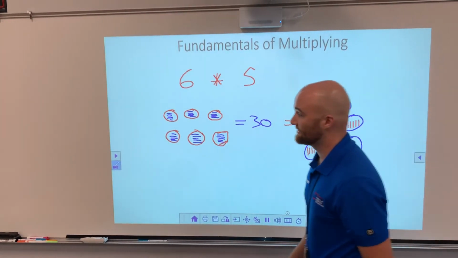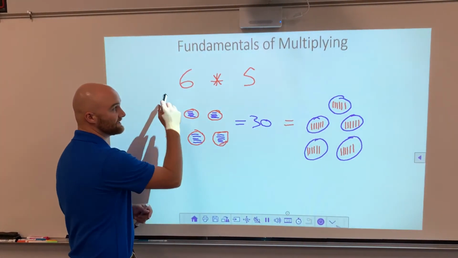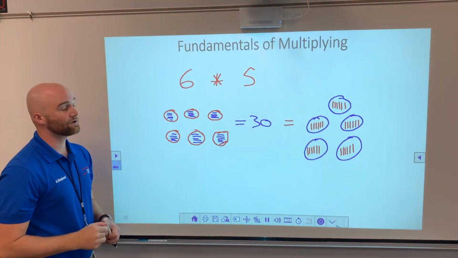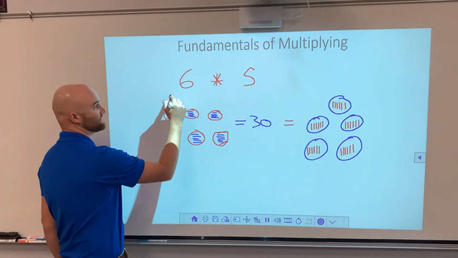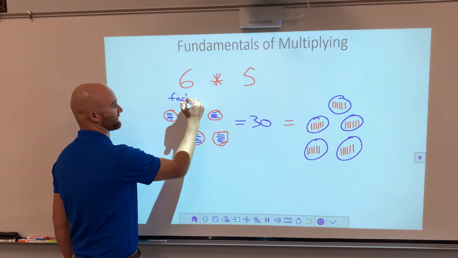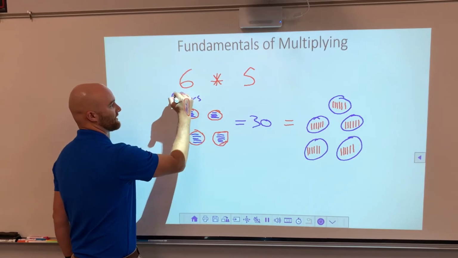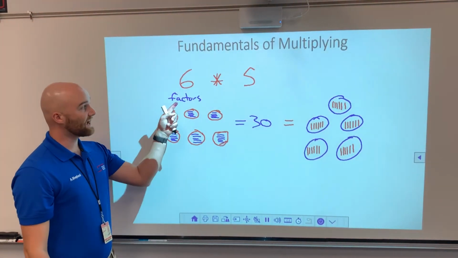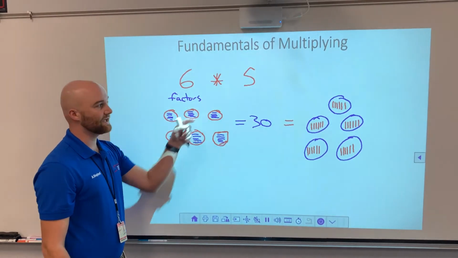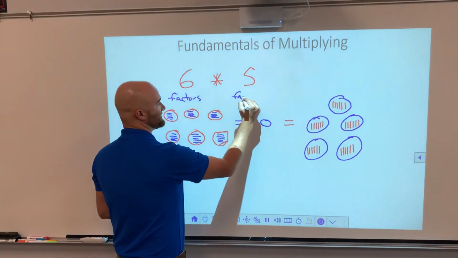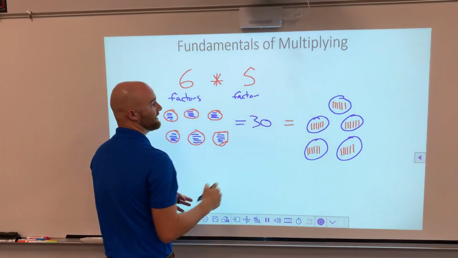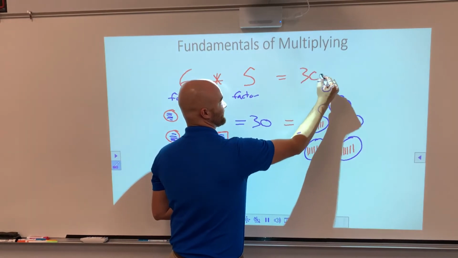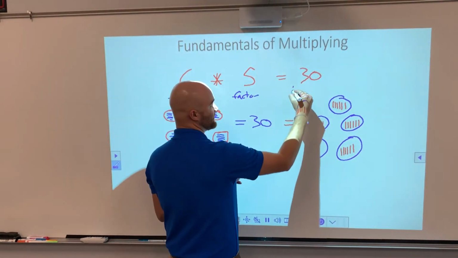Let's talk very quickly about some terms here. These that I am multiplying together are called my factors. That's what's getting multiplied together. So if you're taking notes, I would write down factors are what gets multiplied together. This is a factor, and this is a factor. My answer is called my product. So my answer to a multiplication problem is called my product.